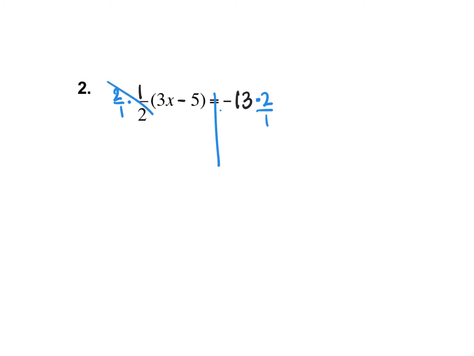All right, so this cancels out. And then on this side over here, I have 3x minus 5 is equal to negative 26. All right, so now let's go ahead and solve by isolating the variable. So I'm going to undo this minus 5 by adding 5.